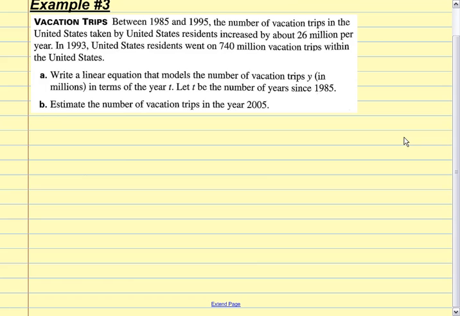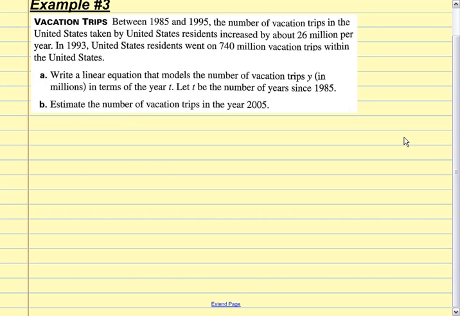All right, Dylan, you were helping me out. Clay helped me out some. I think Kyle helped me out some. So look, example number 3 says, vacation trips between 1985 and 1995. The number of vacation trips in the United States taken by United States residents, that's not people coming to the U.S., but people who live in the United States, increased by about 26 million per year.